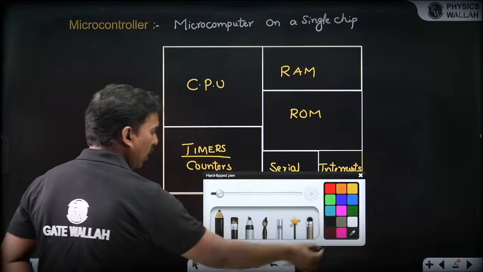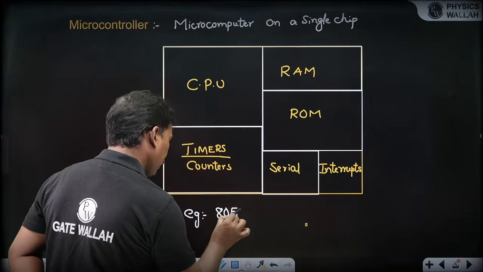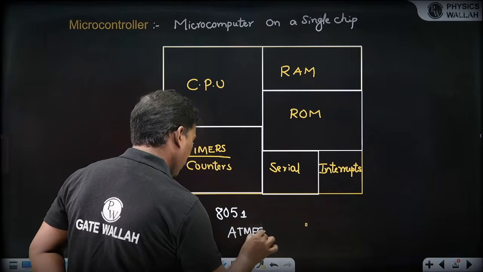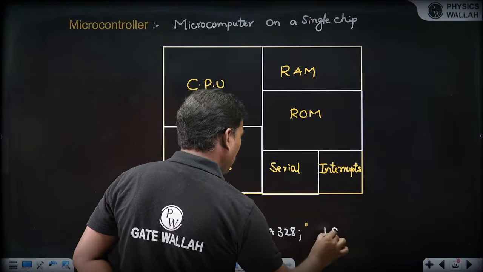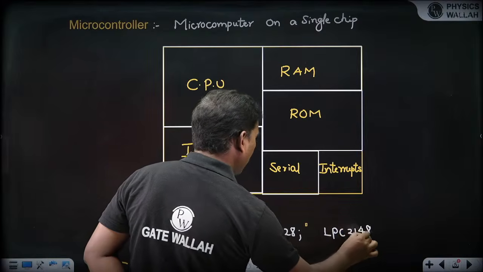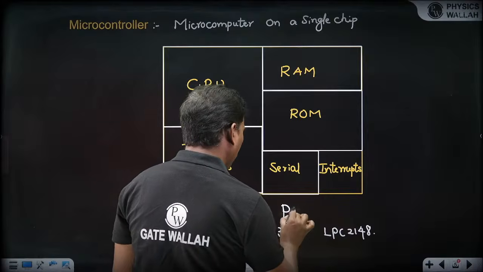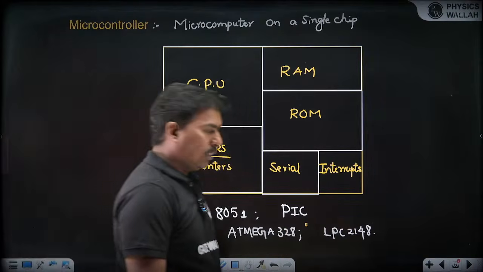इसका example होगा 8051 microcontroller, Atmega 328 microcontroller, which is called Arduino, and LPC 2148 ARM controller. So these are our PIC microcontroller. Also we can take PIC microcontroller. Okay, noted? Yeah, these are the basic theory.